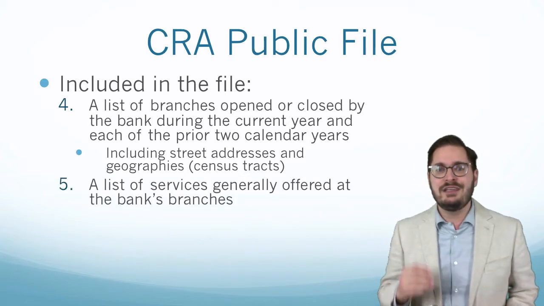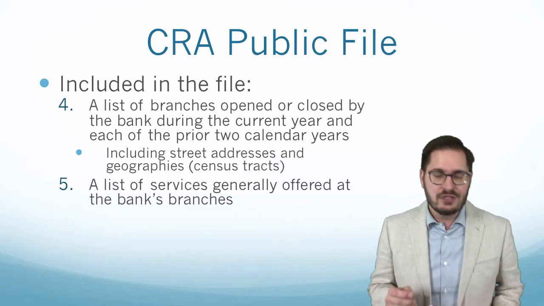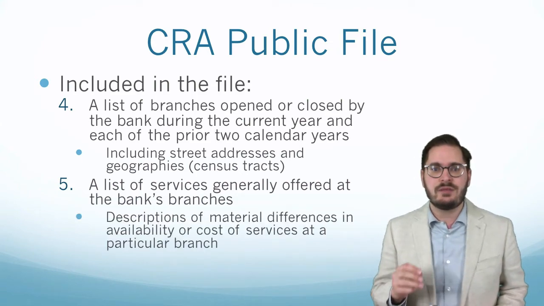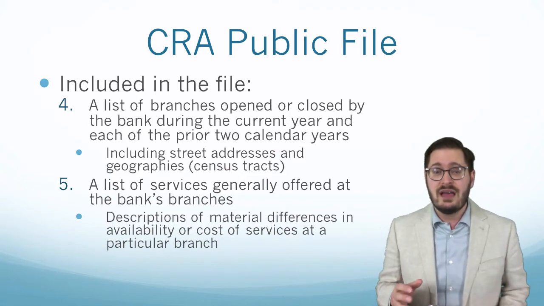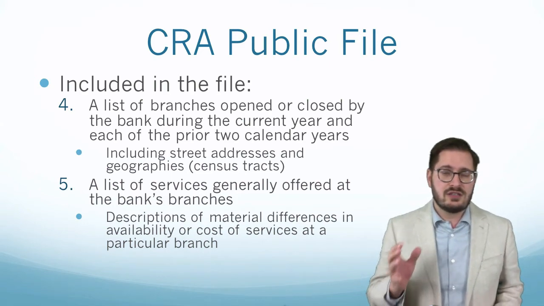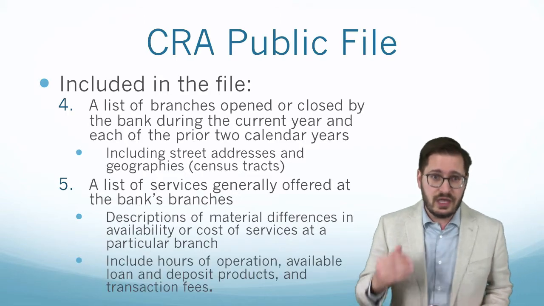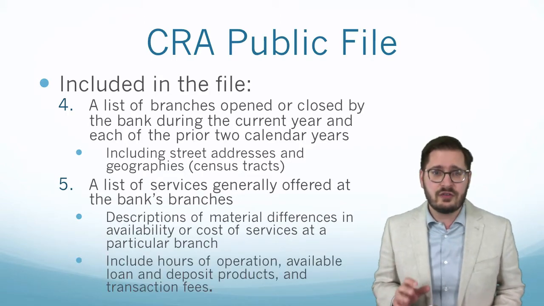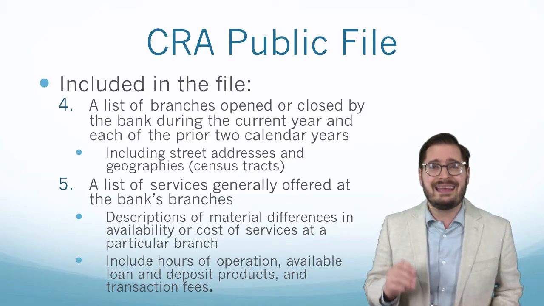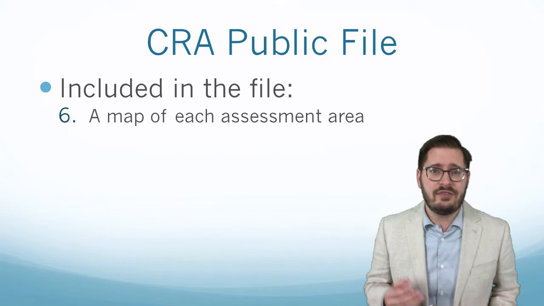Also, the fifth thing is you need to include a list of services that are generally offered at your bank's branches. So you're going to list your services generally offered, but you do need to disclose and provide descriptions of material differences in the availability or cost of services at particular branches. So if some branches don't offer all services, you need to differentiate that in your public file. You also need to include in this list of services your hours of operation, your available loan and deposit products, and any transaction fees. The next thing included in the file is a map of each assessment area.